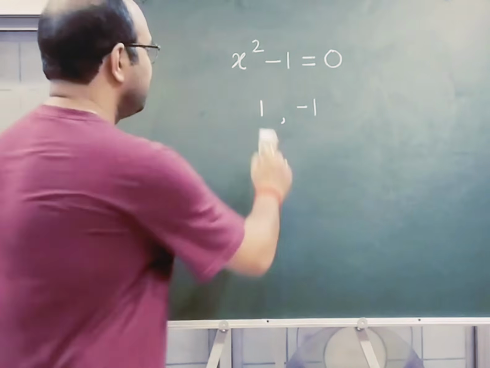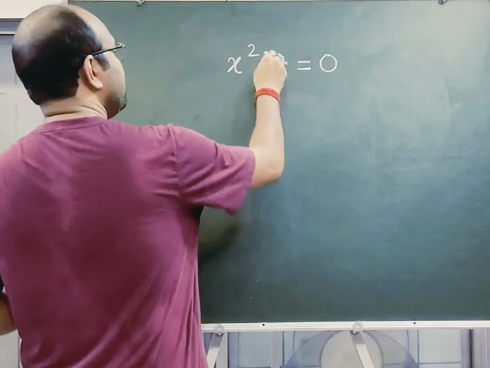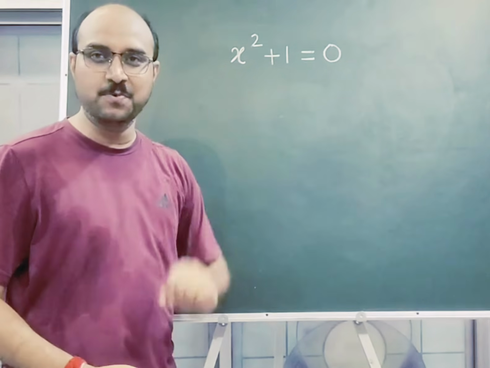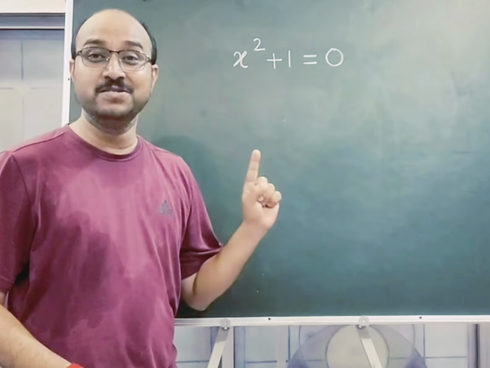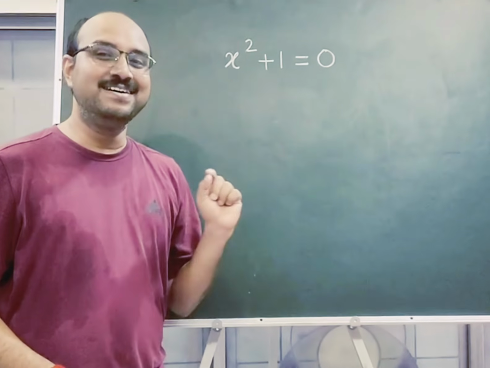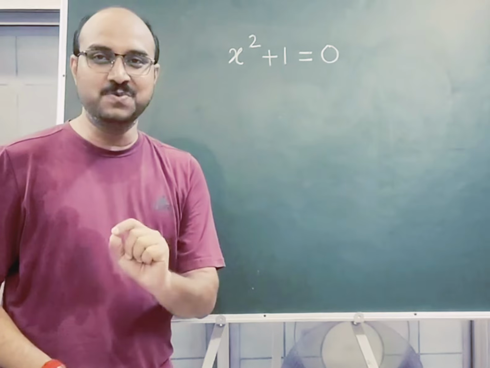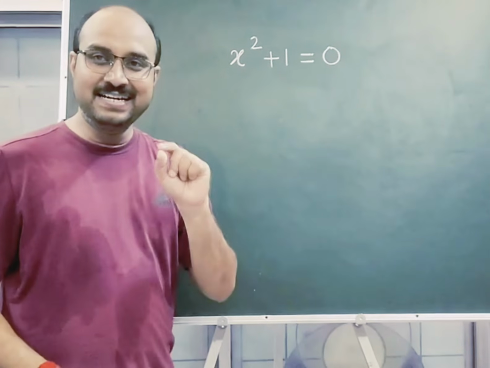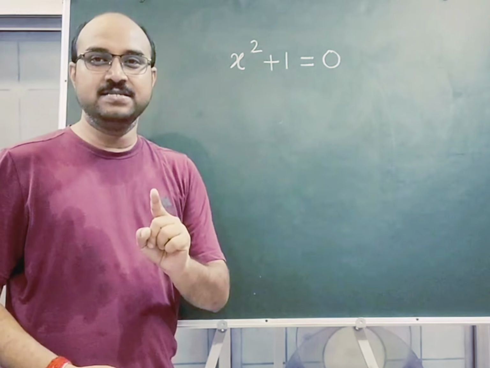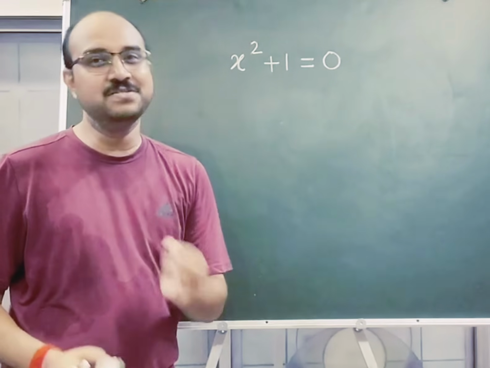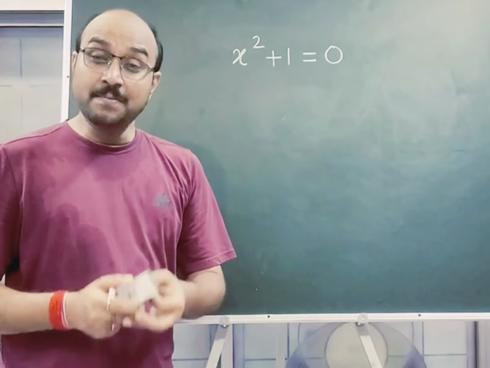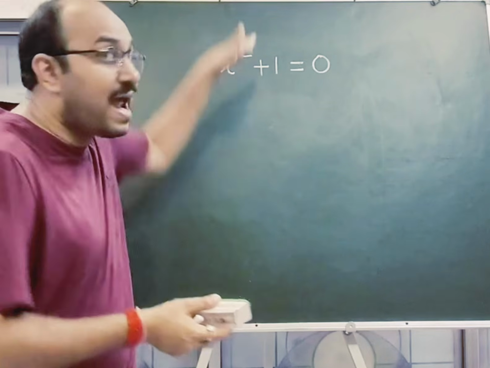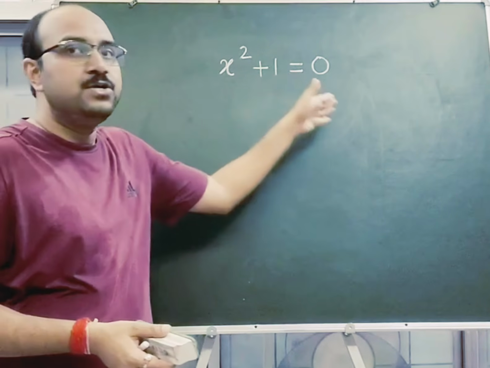Now what happens if we just put a plus over here? This remains a quadratic equation, but what about the solution? Like the other equation had solutions plus 1 and minus 1, can you find a solution of this equation? Till that day, mathematicians knew the concept of real numbers only. So mathematicians did not find any real number that, if you put in place of x and you square the real number and you add 1 to it, you get 0.